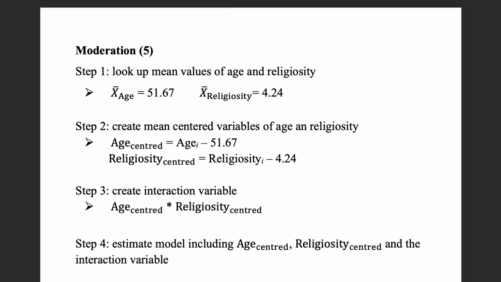And then I can estimate my regression model, and I need to include the age variable. I'm using, of course, the mean-centered version of age for the main effect of age. I'm going to include the religiosity-centered variable for the main effect of religiosity. And I'm going to include the interaction variable of age multiplied by religiosity for the actual interaction effect, for the interaction coefficient. So I need to include all three of these things in my interaction model: age centered for the main effect of age, religiosity centered for the main effect of religiosity, and the interaction variable age centered times religiosity centered.